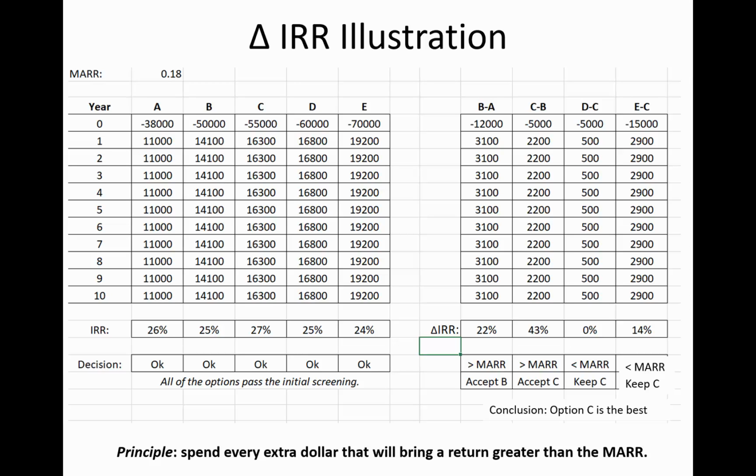So this is just another way for us to choose alternatives, to know which option is going to yield your company the best benefit. So are there any questions about the procedure that we went through on that incremental analysis?